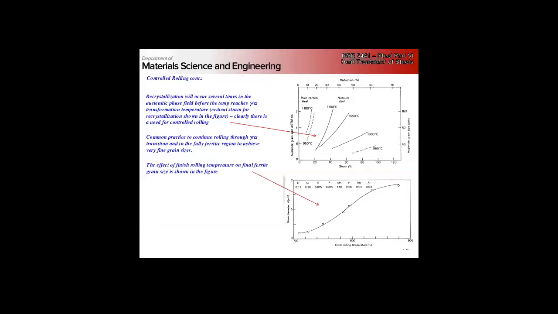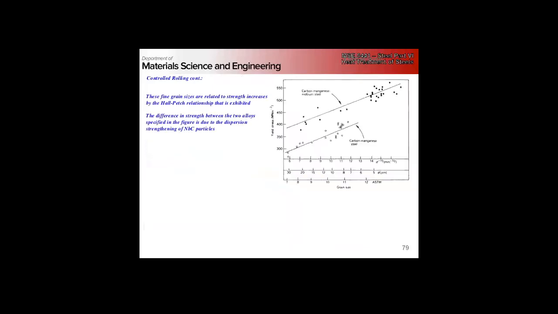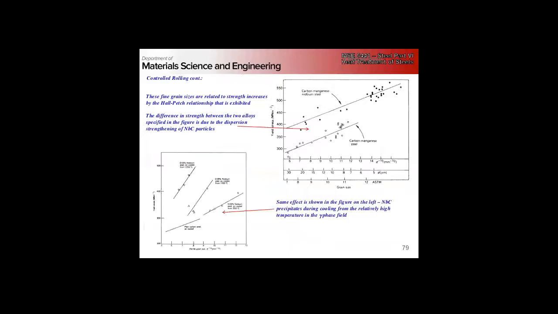And so we look at our final, where we stop rolling, what our final ferrite grain size is. If we continue to roll as we cool down through the eutectoid temperature, we can get a much smaller, a 50% reduction in grain size over if we stop rolling above the eutectoid temperature, right? And then we have Hall-Petch effects, right? Here's our Hall-Petch slope, right? Significantly stronger than what we saw for aluminum.